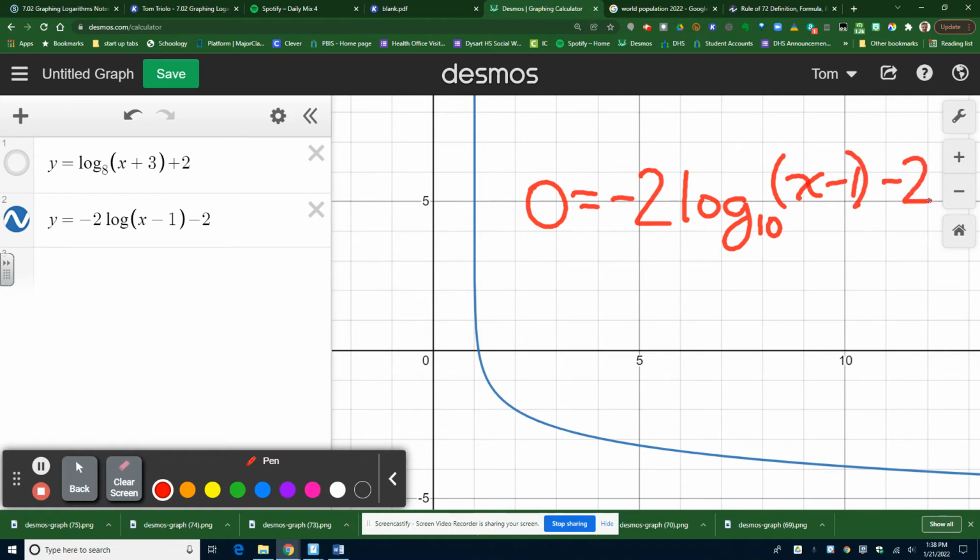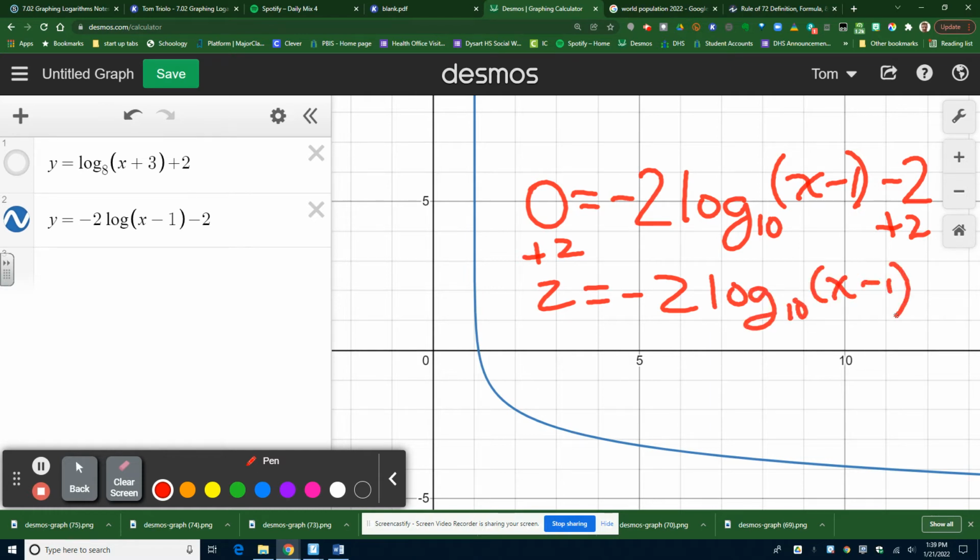Okay, I'm going to teach you how to solve logarithmic equations. Just like exponential equations, we have to get the exponential part by itself. Same thing for logarithmic. So add the 2. I got 2 equals negative 2 log base 10 of x minus 1. What do you think you do next? You have a negative 2 times the log. Divide by the negative 2. Think of the log as being like a variable, so anything attached to log needs to go away. So I got negative 1 equals log base 10 of x minus 1.